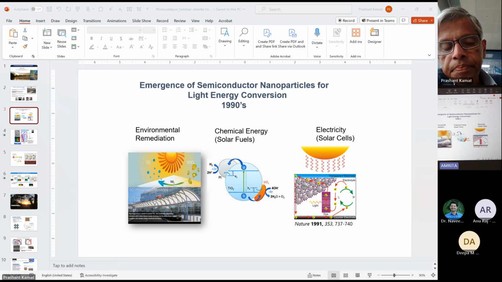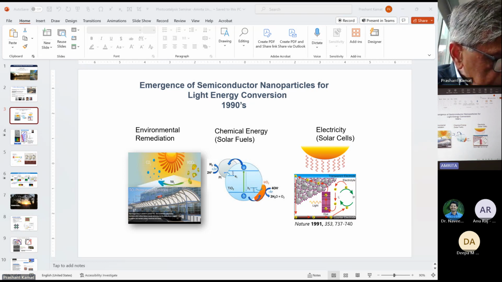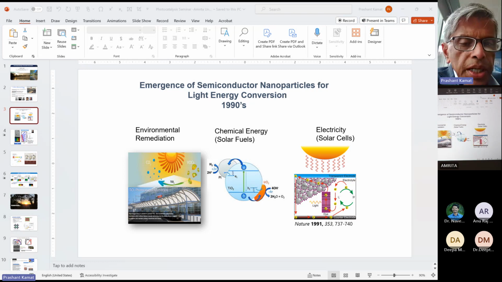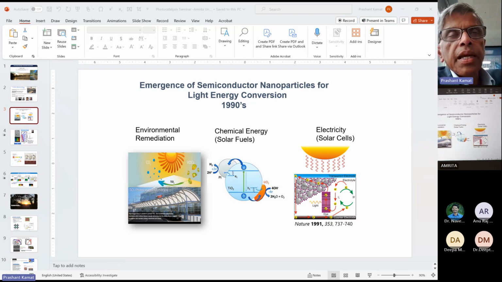Yes, sir, but this metal still sits in the center of the octahedron, is it? Or is it outside, in the voids? I think it mostly remains the same, but it is an alternate layer of Au3 plus and Au1 plus. Okay, sir. Thank you, sir.